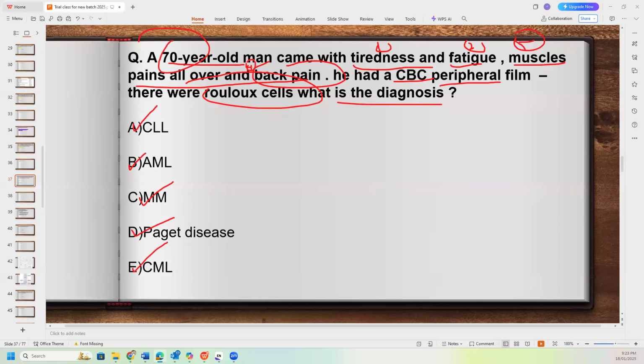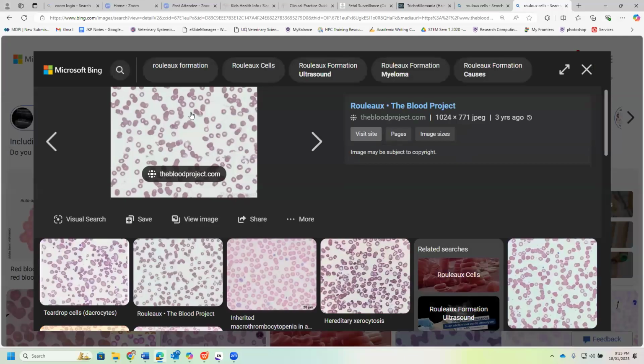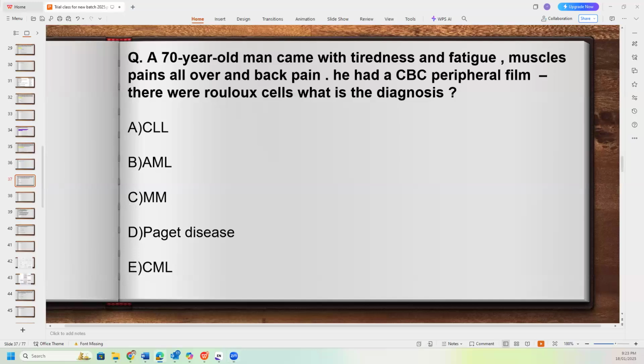Let me show you guys how they look on a peripheral blood film. So this is how it looks. Can you see the stacks of cells on top of each other? This is called rouleaux cells. All right, and they're very common in multiple myeloma on the peripheral blood film.